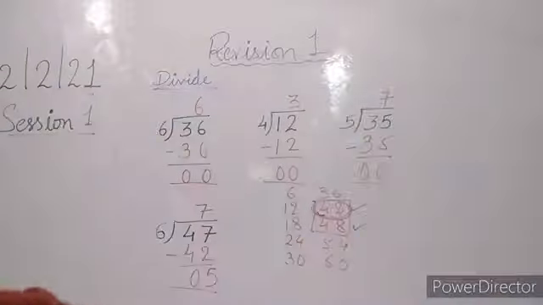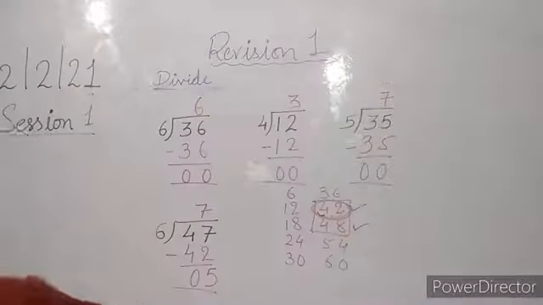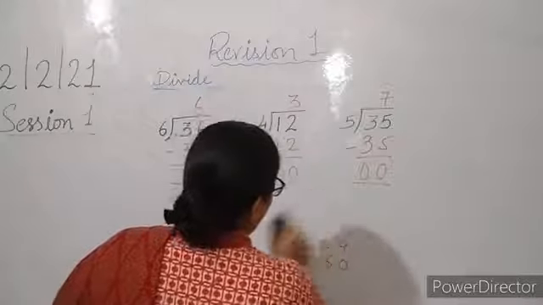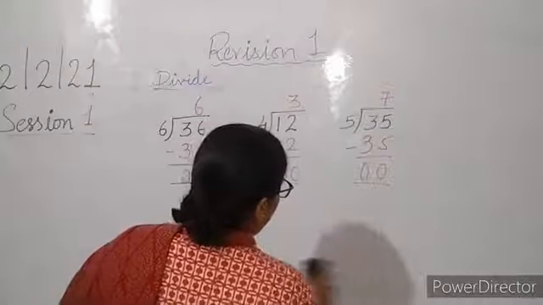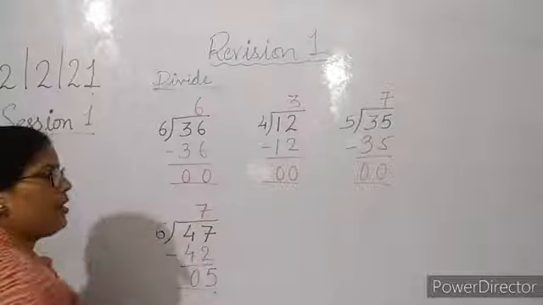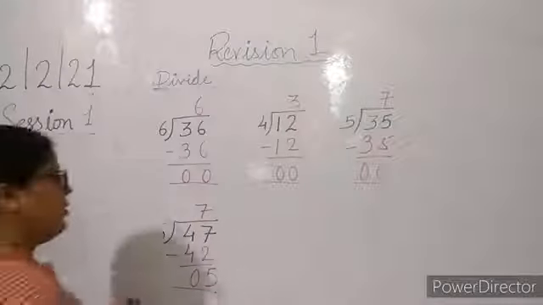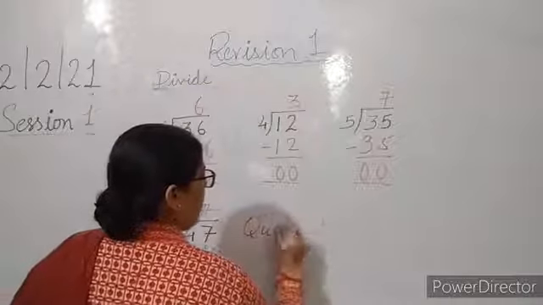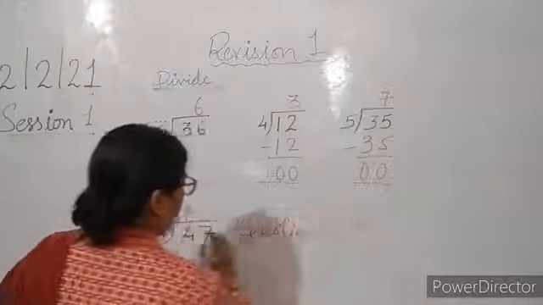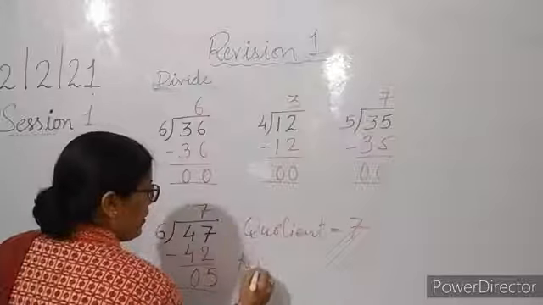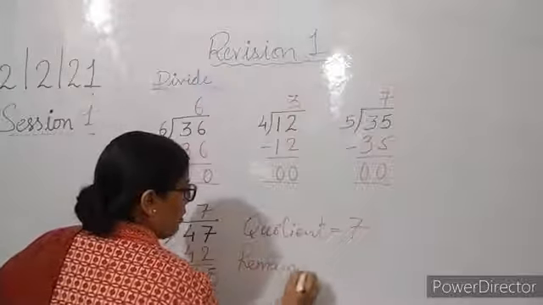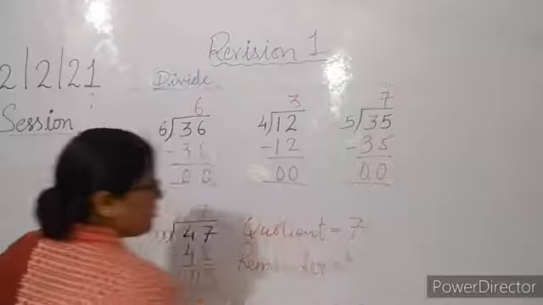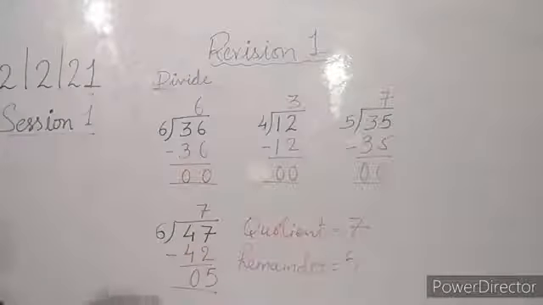Now what is this 5? 5 is the remainder of this division. And what is the quotient here? Quotient is 7. Quotient means the answer of division. Here it is 7. And what is the remainder? What is left after division? The number which is left over is called the remainder. And the remainder is 5.